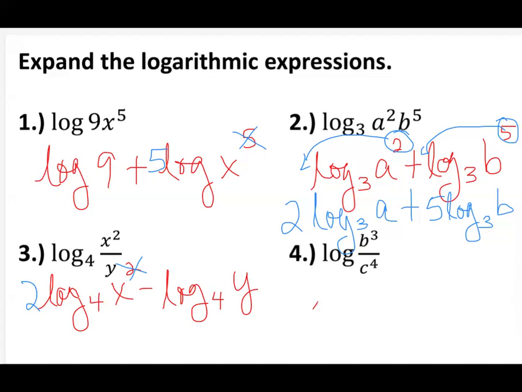Okay, so this is the quotient rule again, log, not base. So if there's no base, it's 10, remember. So just log, that was the easy one, fall off that log. Log of b to the 3rd, and now minus log c to the 4th. And again, I'm going to be a little lazy and bring that 3 down front and bring that 4 down front.